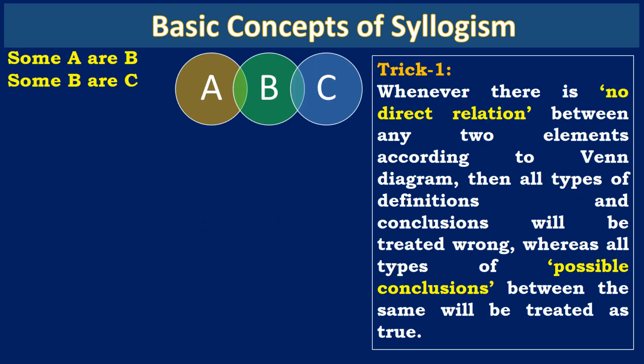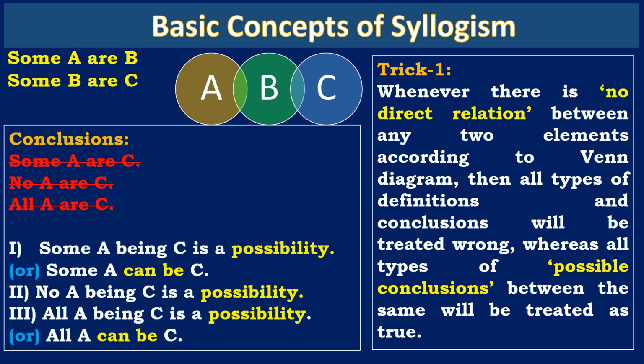Trick 1. Whenever there is no direct relation between any two elements according to the Venn diagram, then all types of definite conclusions will be treated as wrong, whereas all types of possible conclusions between the same will be treated as true statements. Some A are B. Some B are C. There is no direct relationship between A and C in the given statements. Hence, the conclusions some A are C, no A is C, all A are C are not valid. However, if the conclusions have the term possibility, then the conclusions are logically correct. Some A being C is a possibility. No A being C is a possibility. All A being C is a possibility. Now, these conclusions follow the statements.